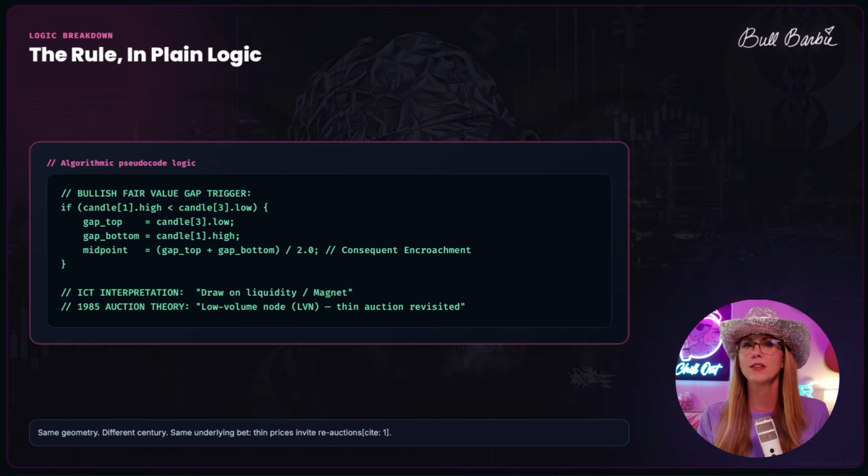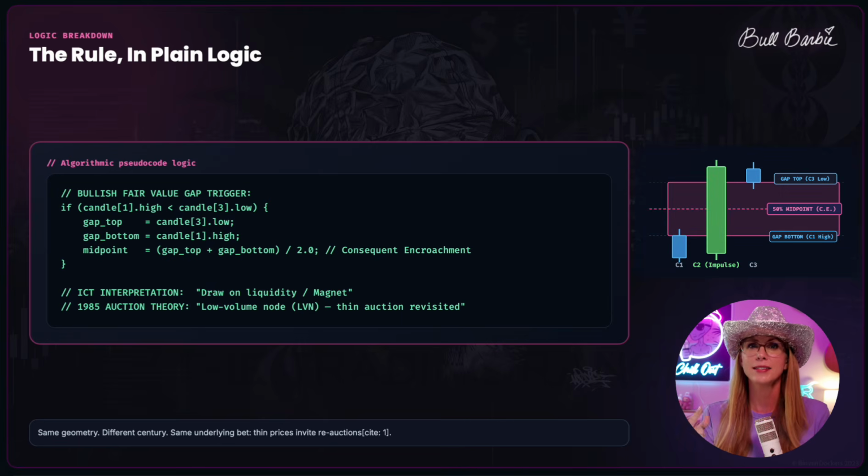So strip away the branding, and this is the whole rule. Candle 1's high has to sit below candle 3's low. That's your gap, top and bottom defined. ICT calls it a draw on price. Steidlmayer in 1985 called it a low volume node, a level that the auction barely visited on the way through. Same geometry, different century, different vocabulary, same underlying bet. Thin areas in the market get revisited.